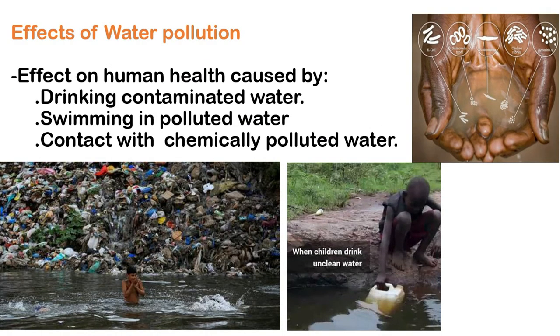Okay, so the effect of water pollution is what? It can affect human health by drinking contaminated water. For example, this water is like that when you drink. Okay, so it can contain many pathogens. It can be caused when you swim in the polluted water or contact with the chemicals in the polluted water, etc. So here the effect of it will affect human health.